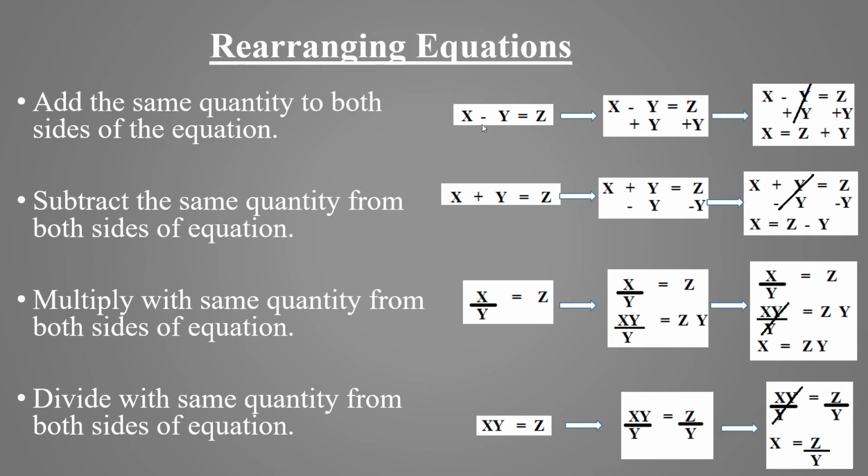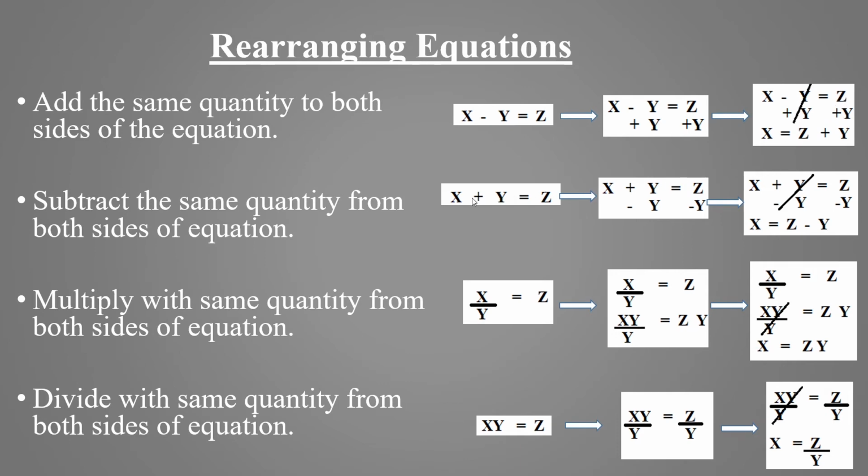Here I have the example x minus y equals z. I want to move this y to the other side of the equal sign, and the operation right now is subtraction, so I have to do the opposite of this if I want to move this y from here to the other side of the equal sign. The opposite of subtraction is addition, so I'm adding y to both sides of the equation. When I do it, the minus y and plus y, the opposite operations, will cancel out, and I will have the new equation, which is x equals z plus y.